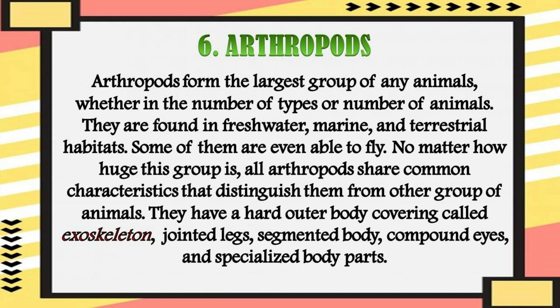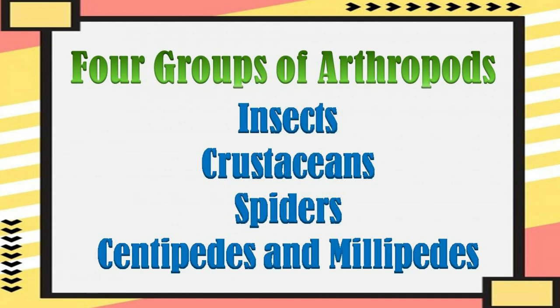Arthropods. Arthropods form the largest group of any animals, whether in the number of types or number of animals. They are found in freshwater, marine, and terrestrial habitats. Some of them are even able to fly. No matter how huge this group is, all arthropods share common characteristics that distinguish them from other groups of animals. They have a hard outer body covering called an exoskeleton, jointed legs, segmented body, compound eyes, and specialized body parts. The groups of arthropods are insects, crustaceans, spiders, centipedes, and millipedes.